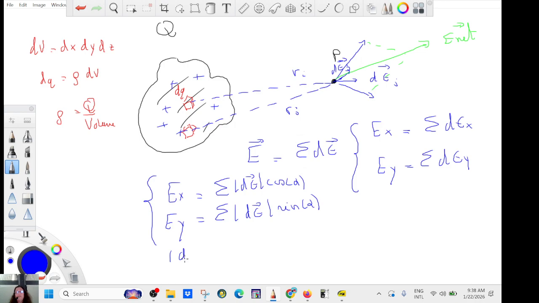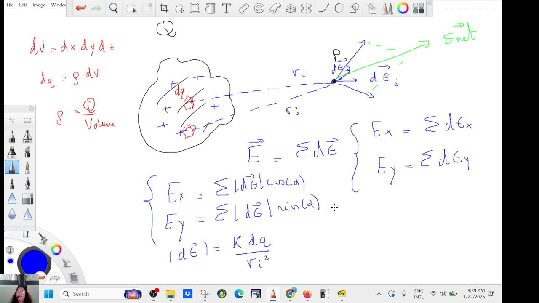So for the magnitude dE, I use Coulomb's law. It's the force per unit charge, so it's going to be the constant k, that little dq, and then the distance squared. But that distance will change. So then the goal is to find one single integration variable. So you need x. So for example, you want x here, x there, or z here, z there, or y here, y there. Okay, so then you can integrate.